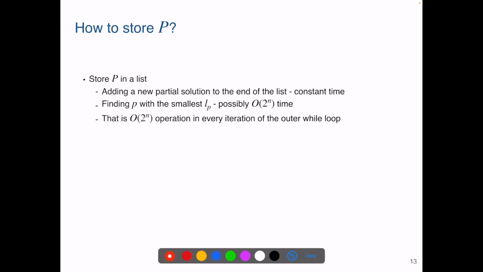One option is to store set P in a list. When we generate new partial solutions, we can just add them to the end, which takes constant time. But then finding a partial solution P with the smallest lower bound will take big O of 2 to the power of n time, since we may have up to 2 to the power of n possible solutions.